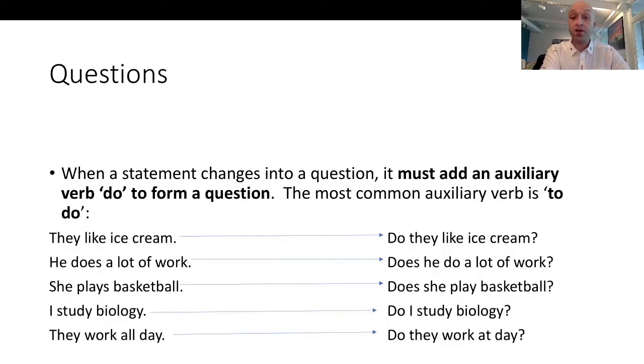Para formar uma pergunta em inglês, você tem que inserir um auxiliary verb, do ou does, na pergunta. They like ice cream. Do they like ice cream? He does a lot of work. Does he do a lot of work? She plays basketball. Does she play basketball? I study biology. Do I study biology? They work all day. Do they work all day? Então, em geral, você só tem que inserir do ou does para formar uma pergunta no present simple. Ótimo.